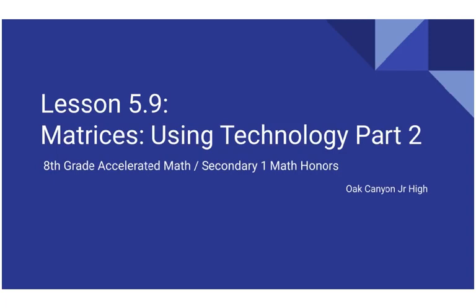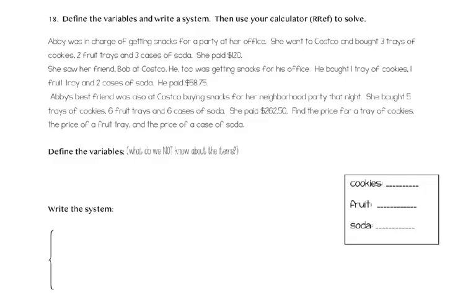Okay, you should have paused the video and done the problem, and now you're just checking back to make sure you did it right. In the question, Abby was in charge of getting snacks for her party. We tell you about how she went to Costco, and then she saw her friend, and then her other friend, and so they bought all this stuff, and you're going to write equations.